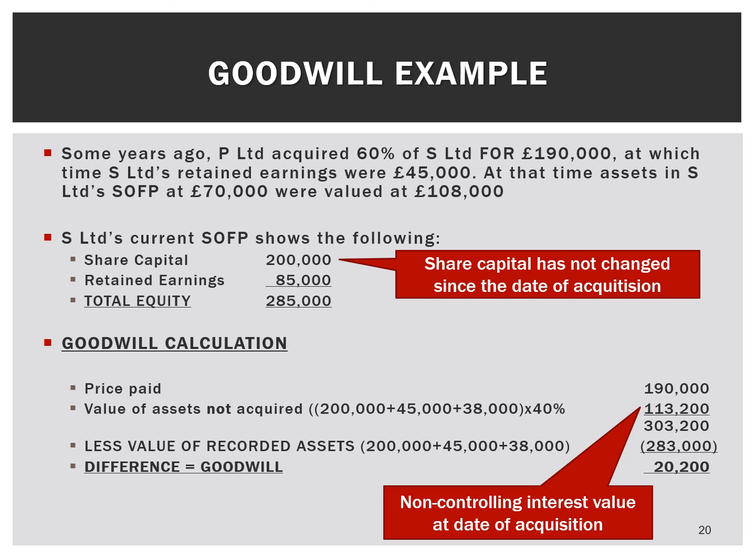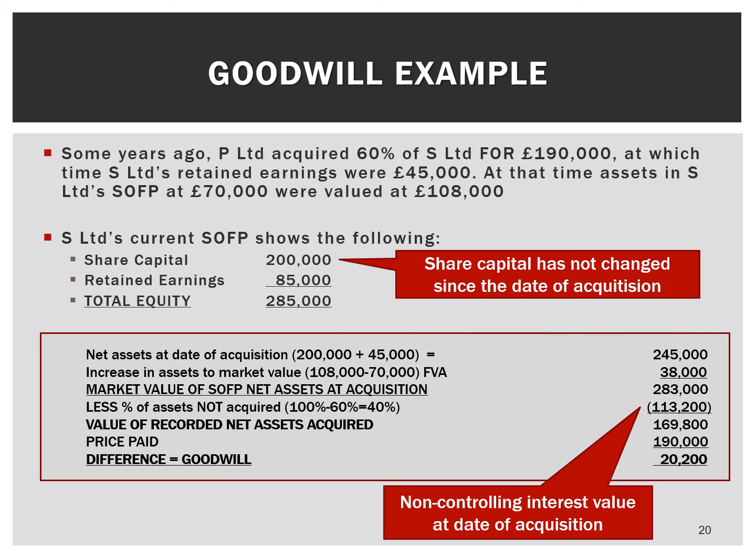Incidentally, that 113,200, the non-controlling interest share of the company, that's a figure we're going to need later on. We'll come back to that. But that's a different way of calculating it. If you calculated it in the way shown previously, then there are the figures that you would have.